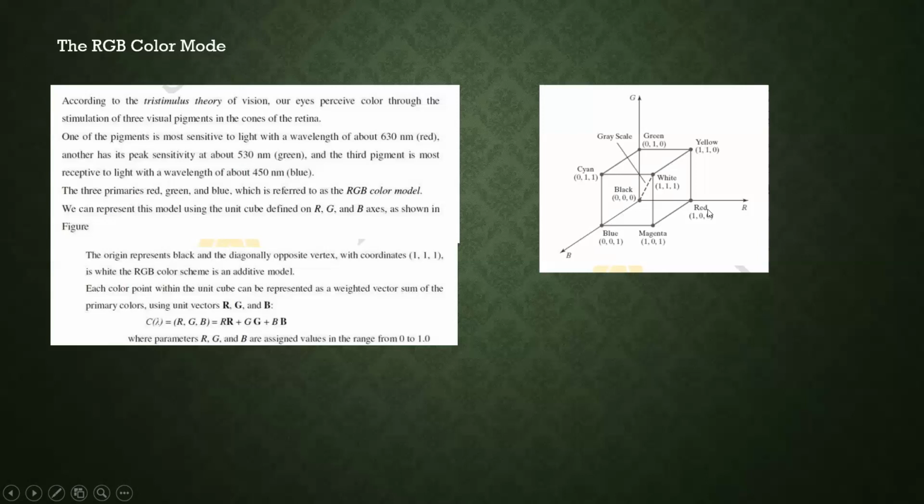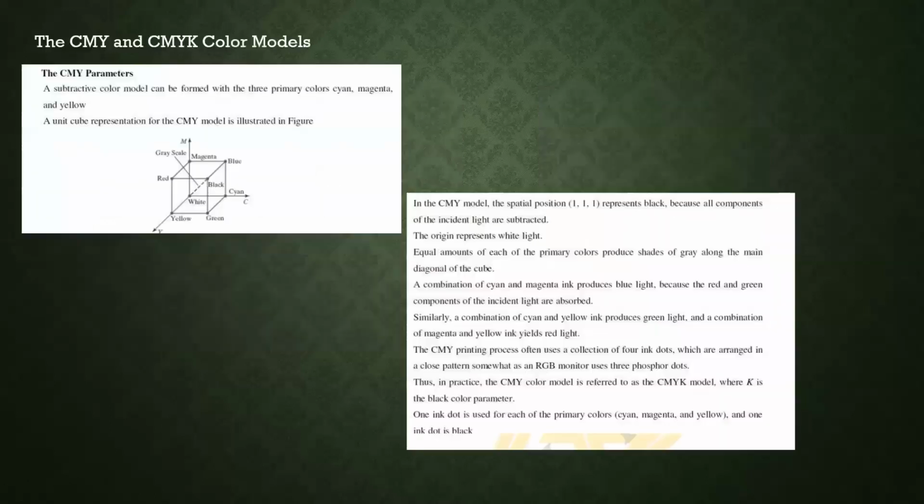When we mix these, we get another color model, that is the CMY color model. Let us see in the next slide what CMY is. CMY or CMYK color model. A subtractive color model can be formed with the three primary colors cyan, magenta, and yellow. The unit cube representation for the CMY model is illustrated in the figure. Here you can see red, magenta, blue, black, all displayed within the coordinates, and when they mix together, they form the different colors. Let us see in the next slide how the colors have been formed.